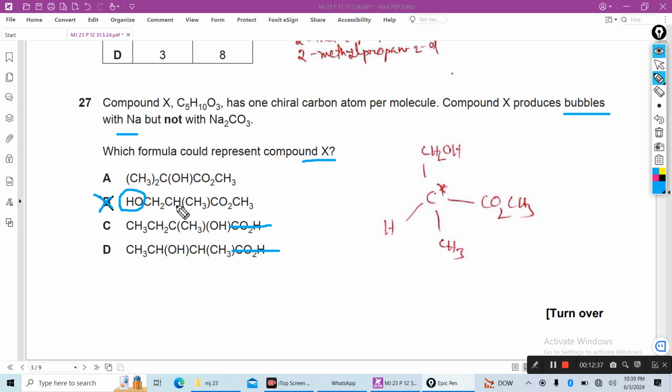And B also has a chiral center. This carbon is chiral. You see this chiral center: CH2OH group, hydrogen, CH3, COOCH3. 4. B contains a chiral carbon which contains four different groups. This center is a chiral center or chiral carbon.